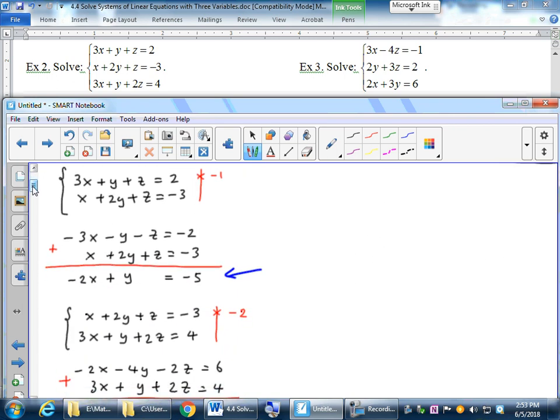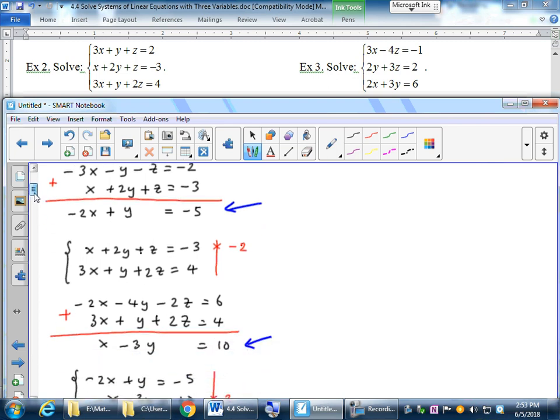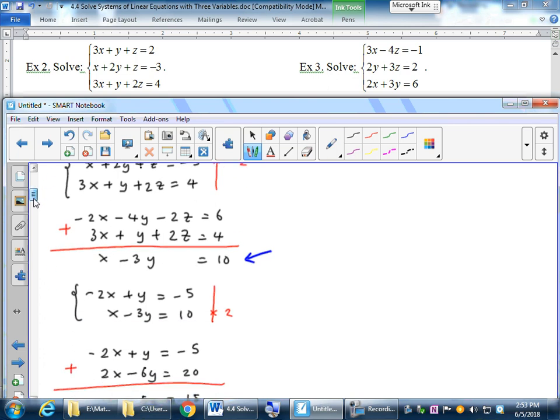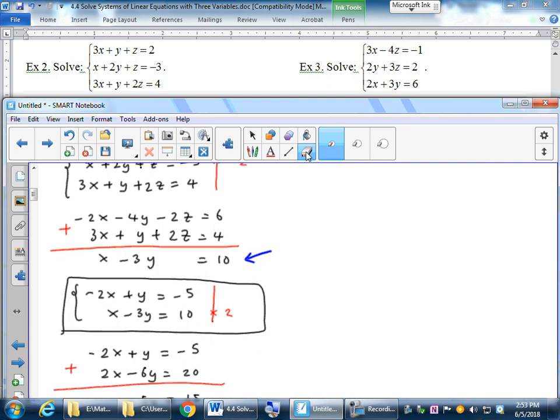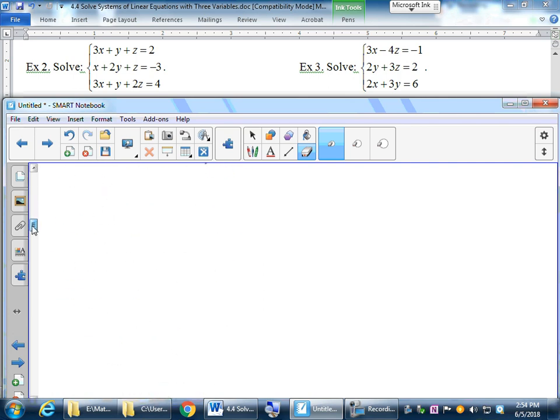So let's do example number 3. Example number 3 is the type of question that has only 2 variables. This one is much shorter, but you need to remember what our goal is. Our goal is always to get what? A system of equations 2 by 2, so that we can continue solving. Okay, so let's take a look at example number 3.